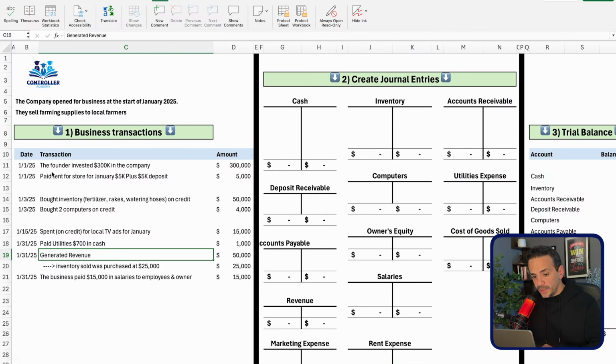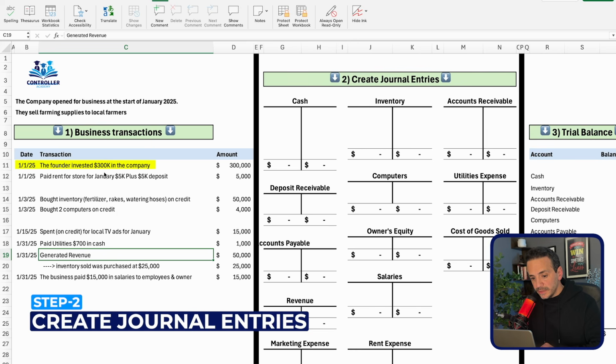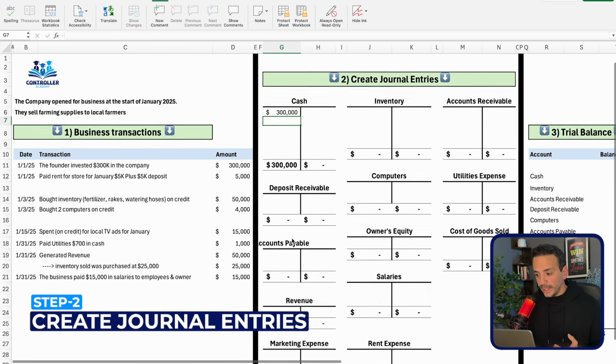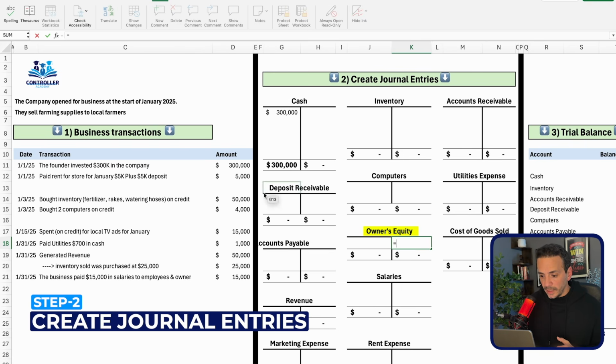All right, so our first transaction: the founder invested $300,000 in the company. Okay, great. So now we're going to increase our cash and increase our equity. To increase cash, we're going to debit it. So we debit cash 300,000, and we credit our owner's equity for 300,000 as well. That's the first transaction.